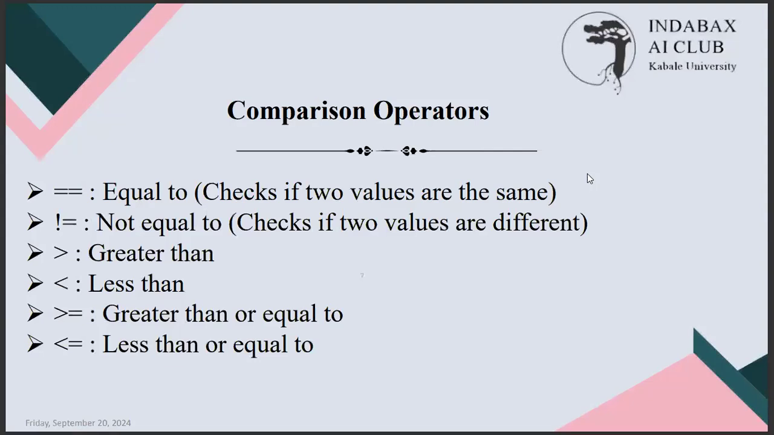So these are the comparison operators that we shall be looking at. We have the equal to operator. We use two equal signs to indicate equal to. It checks if two values are the same. Then we have not equal to, which is represented by an exclamation mark followed by the equal sign. Together, this is called the not equal to operator. When you have two equal signs, it is called the equal to operator, and it checks whether two values are equal. When you use an exclamation mark with the equal sign, this is called not equal to. It checks if two values are not equal.